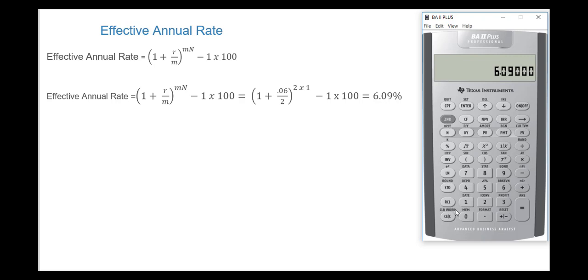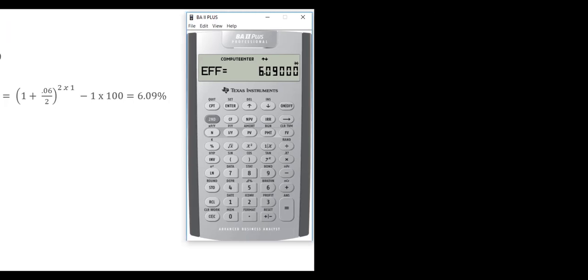To clear the calculator's interest rate conversion work from a previous question, I can do second, clear work, which you see above the CE key. Now it's back to 0. Just to do it one more time very quickly: nominal rate 6, enter, arrow up, compounding periods per year 2, enter, arrow up, compute the effective rate, 6.09. Very easy to use the financial calculator to calculate effective annual rates.